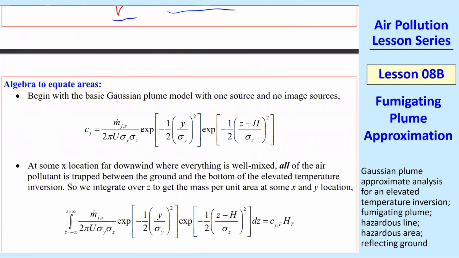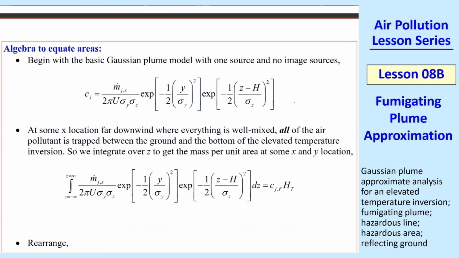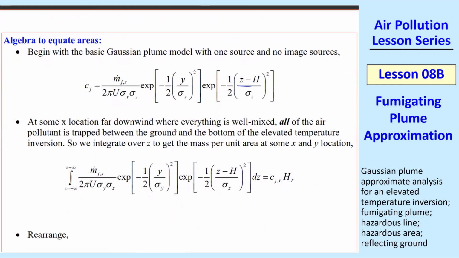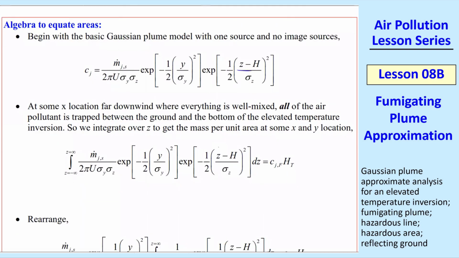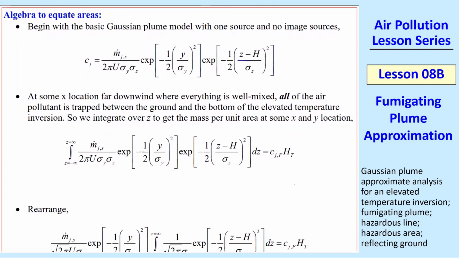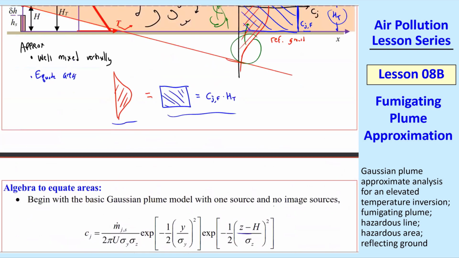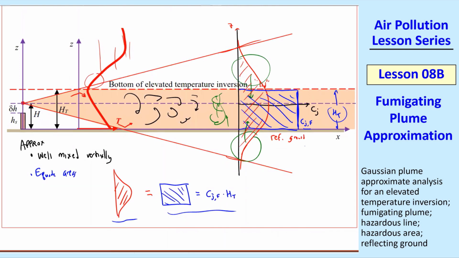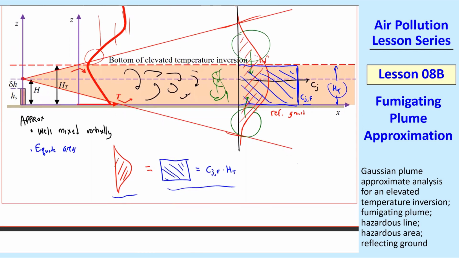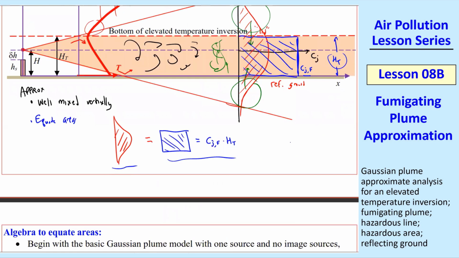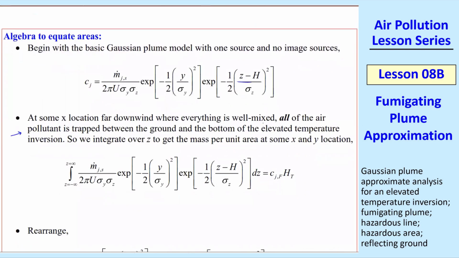So let's start, and I typed all this out so I don't make a mistake here. We start with the basic Gaussian plume model with one source and no image sources. So it's just the first one we introduced, except we modified it for the height, capital H. And what we need to do is integrate that at some X location downwind, where everything's well mixed. All of the air pollutant is trapped between the ground and the bottom of the elevated temperature inversion. So we know that. So we're going to integrate over Z to get the mass per unit area at some X and Y location. So again, this is just a slice. So instead of CJ being a mass per volume that we're integrating, it's a mass per area. But when we actually calculate CJF, you can think about a unit distance in the y direction to make that a volume, but we can leave that out for now to do our algebra.